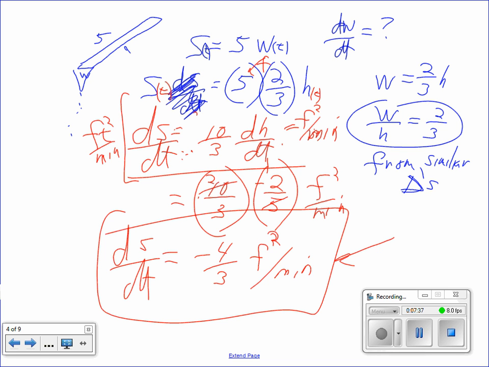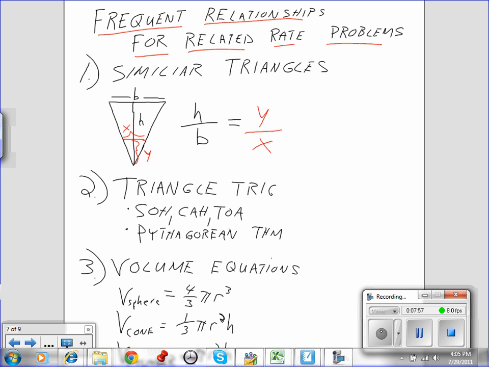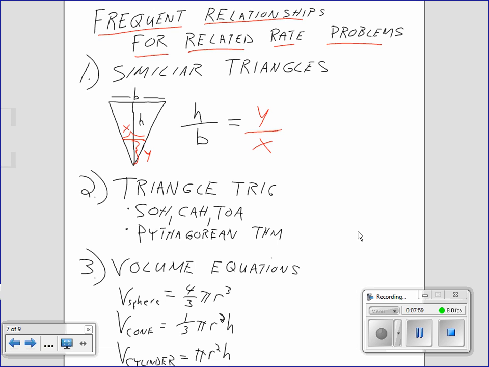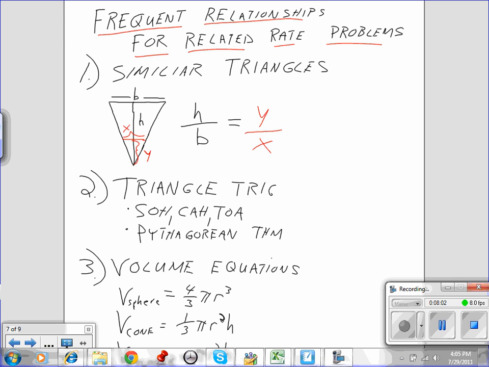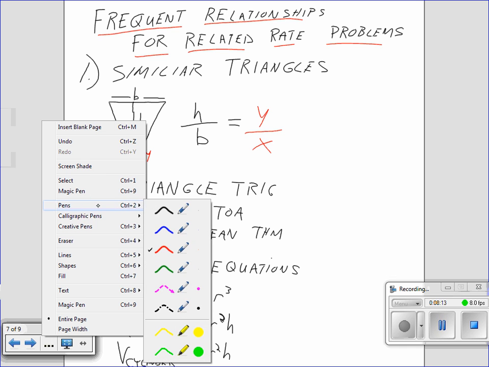And again, you're drawing pictures, you're labeling variables, you're writing down what's given, you're paying attention to units, and you've got to get that relationship between what you're given and what you want to find. I'm saying that again, and I will, if you don't know those things, you're kind of stuck. You're stuck in the water. So here I give you a list of what I call frequent relationships.